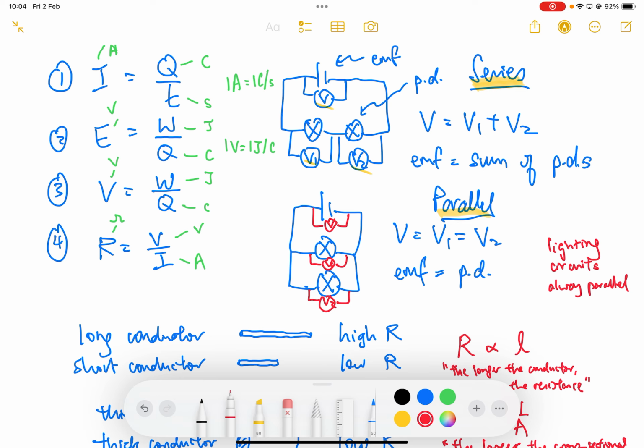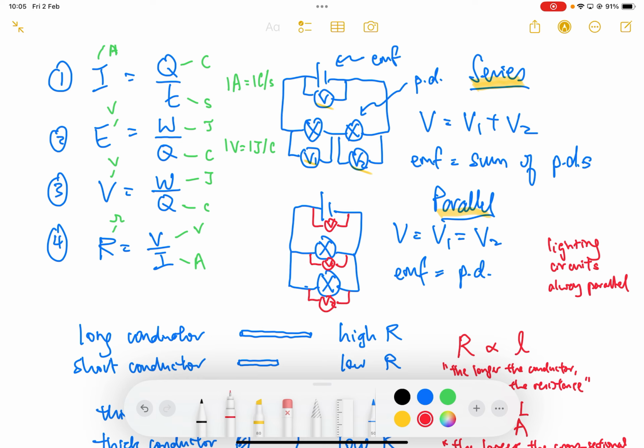Number two, all the bulbs would have the same PD across them. I'll repeat. Lighting circuits are always parallel because, firstly, when one lamp blows, the other lamps are not affected. Number two, each of the lamps, each branch, will have the same PD.